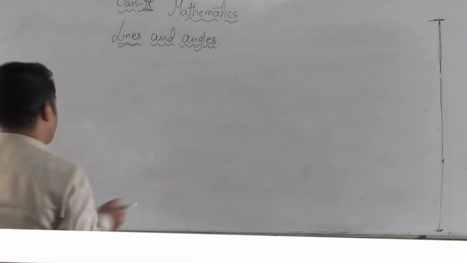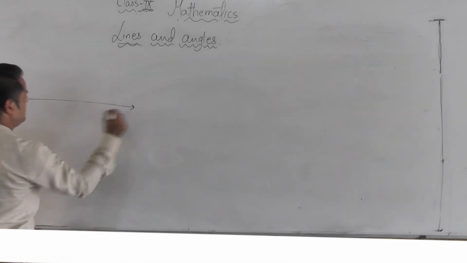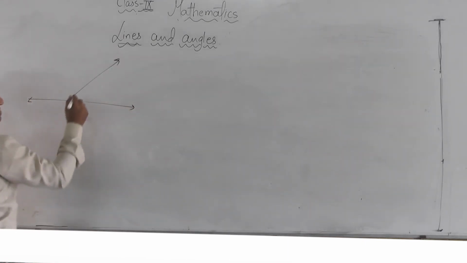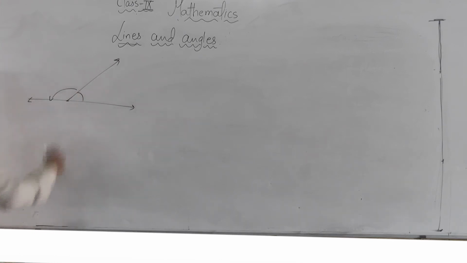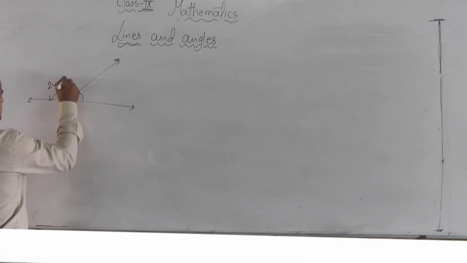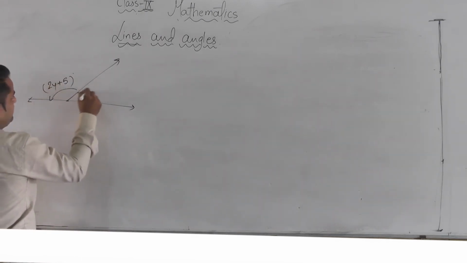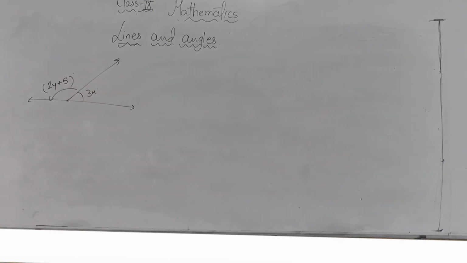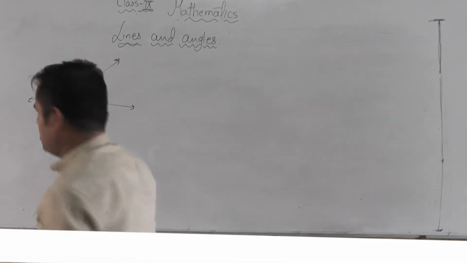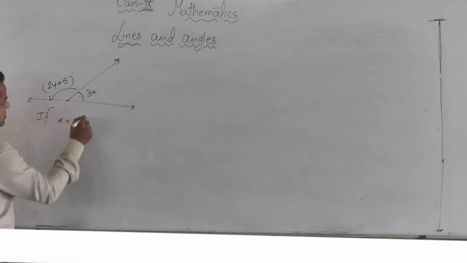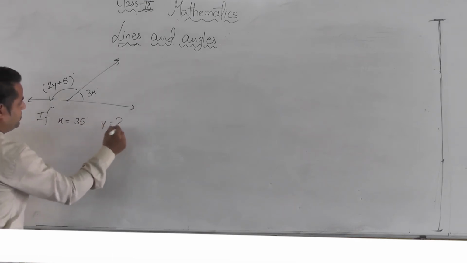Suppose there are two angles on a straight line. Okay, these angles are measured as 2y plus 5 and 3x. This is 2y plus 5 and this is 3x degrees. Now what he is asking: if x is 35, we need to find the y value.